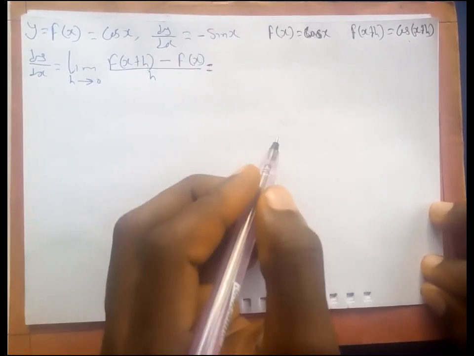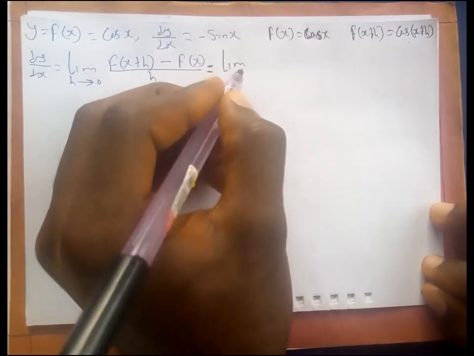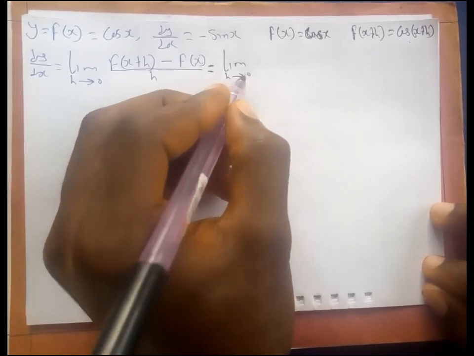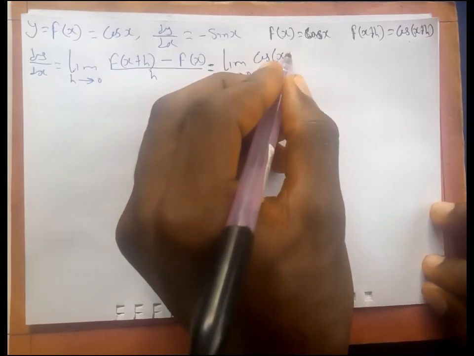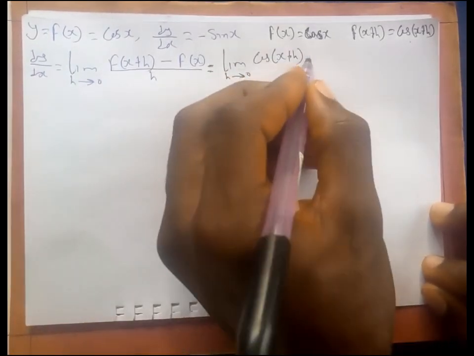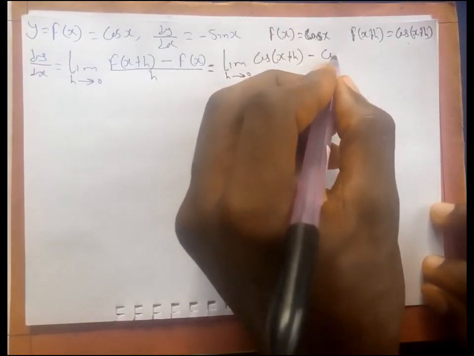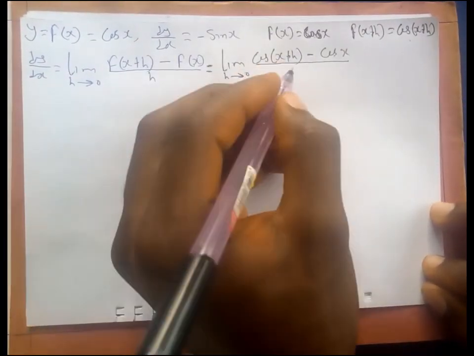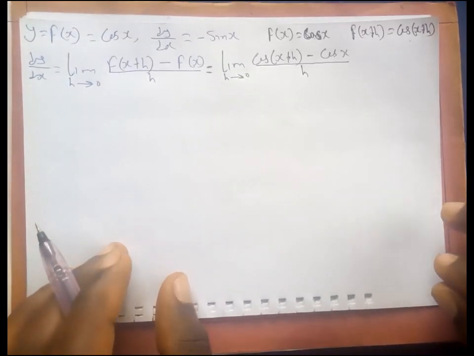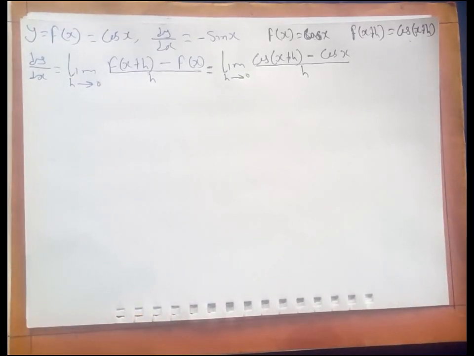Now, we can replace each of these values in the definition of derivative, which simply means the definition of derivative will now be equal to the limit as h approaches 0 of f of x plus h, which is cos of x plus h, then minus f of x, which is cos x, then everything entirely divided by h. Perfect.